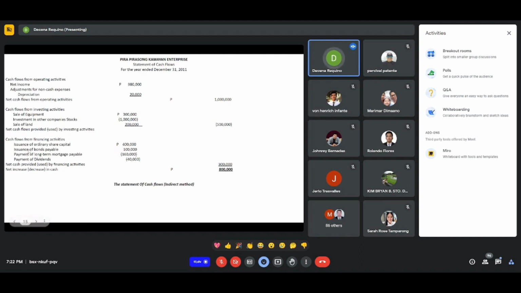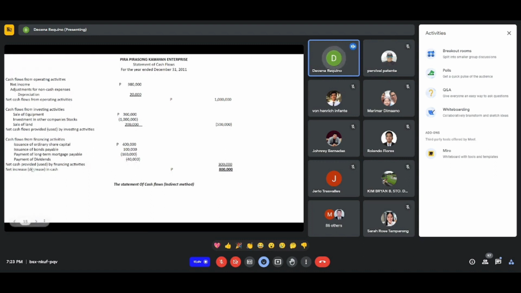And then kapag naman sinabi natin cash flows from financing activity, ito naman yung related sa changes in long-term liabilities and equity accounts. So dito sa sample, issuance of ordinary share capital. So naka-receive ka ng 400,000. Issuance of bonds payable, 100,000. Payment of long-term mortgage payable. So, deduction siya kasi nagbayad ka. Then, payment of dividends. So, nagbayad ka ng dividends, so deduction din siya.